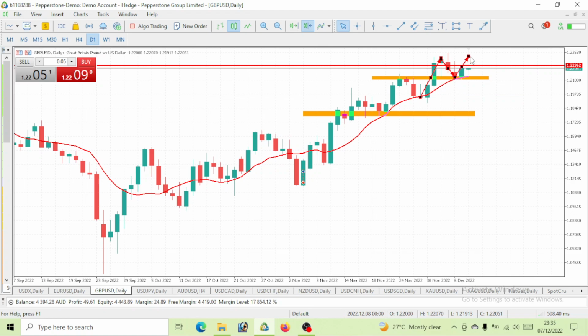So now that a pullback has just finished, we are ready for a new high to be made. So that is the question you now ask yourself: okay, it is now time for us to go long, since a new high is about to be made. That is one of the reasons why we will be expecting a bullish move for the next day on the GBP USD, which is for the 8th.